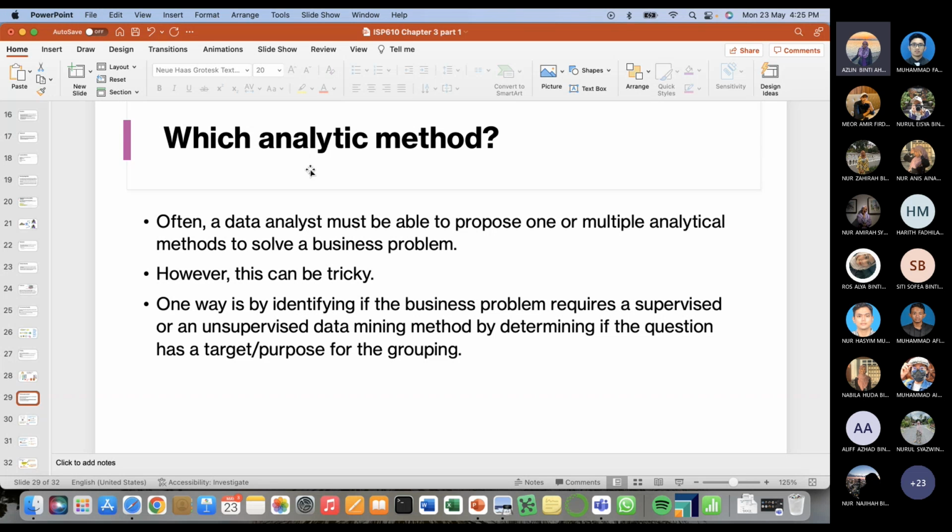Okay, the type of whether it has a target or not. So kalau target, supervised. Kalau you don't have any target, macam you nak tengok the behavior of the customer based on the data, then you can choose the unsupervised data mining method. Okay, we have lots of supervised and unsupervised. Saya rasa you dah tahu dah benda tu, so tak payahlah saya nak kena list dekat sini.